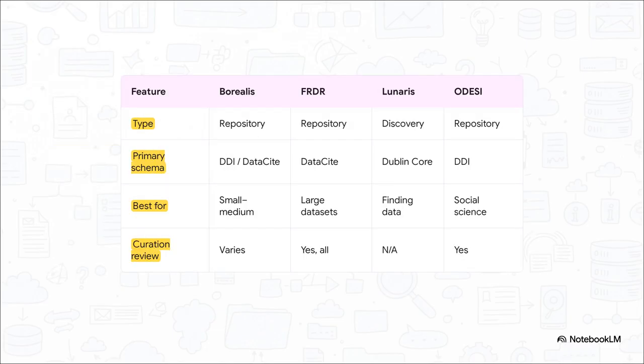So where does all this data and metadata actually live? Well, in Canada, you've got some great national options. For most general datasets, Borealis is a fantastic choice. If you're dealing with absolutely massive datasets, the Federated Research Data Repository, or FRDR, is your go-to. If you're in the social sciences, ODESI is built just for you. And Lunaris is a little different. It's not for depositing data. It's the super-powered search engine that lets people find your work across all of these other platforms.